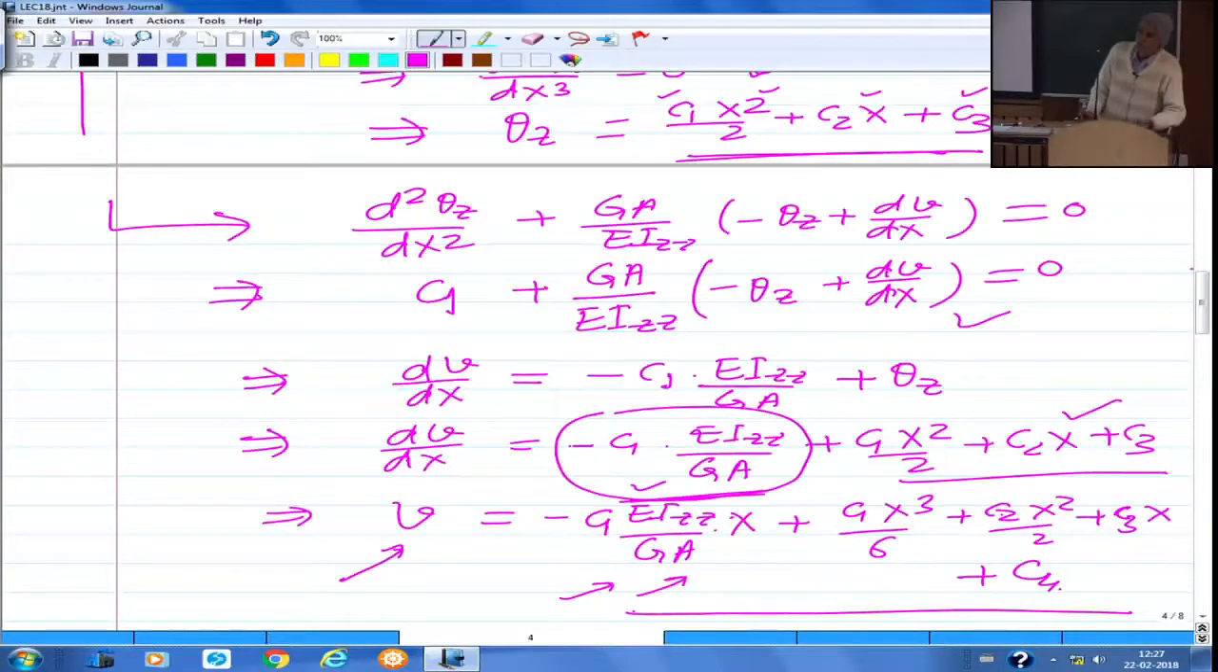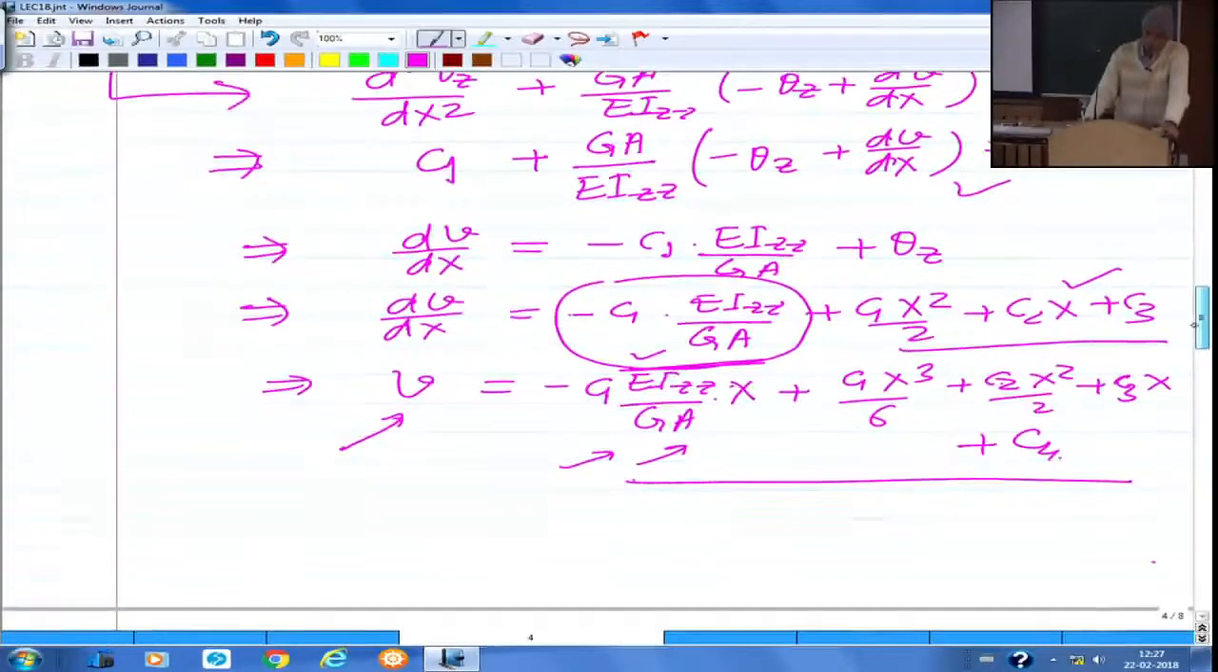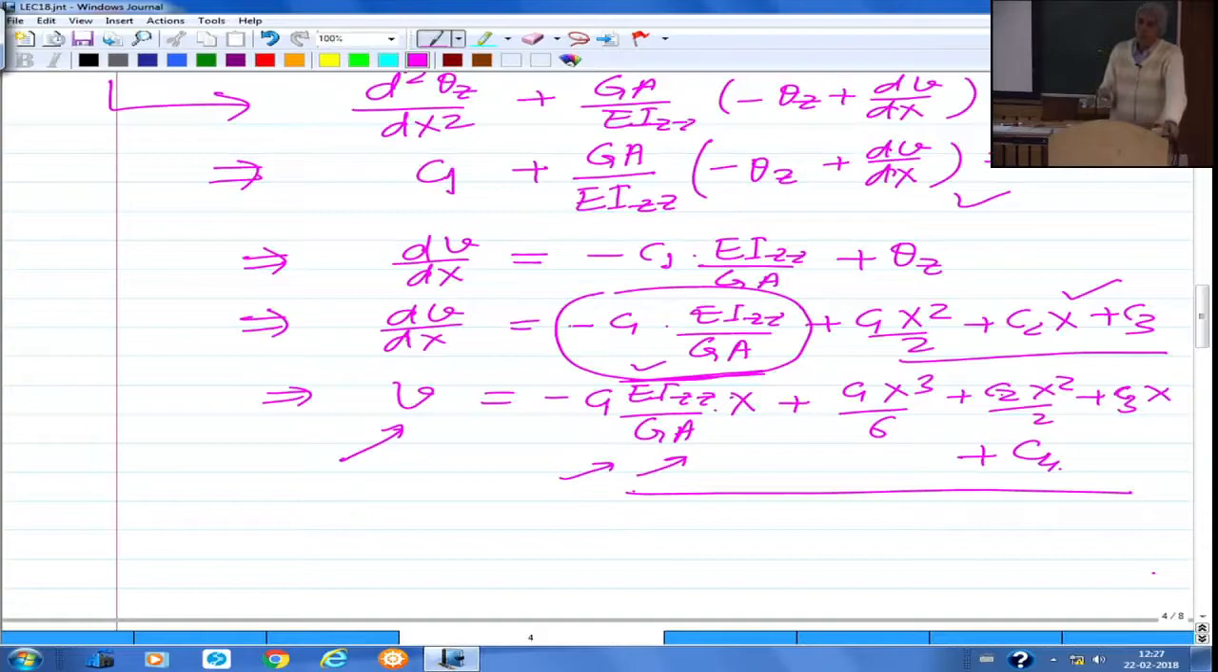So if the E Izz by Ga ratio is significant, it behaves like a shear deformable Timoshenko beam, and if the beam is thin, in that case Izz would be much smaller compared to A, that means this would tend to 0. So the formulation automatically reduces to the Euler-Bernoulli beam formulation without considering shear deformation. So that is the advantage of this. Depending on the problem, the element would behave either as an Euler-Bernoulli beam or a Timoshenko beam, depending on whether the beam is thick or thin. So that is depending on this ratio E Izz upon Ga.